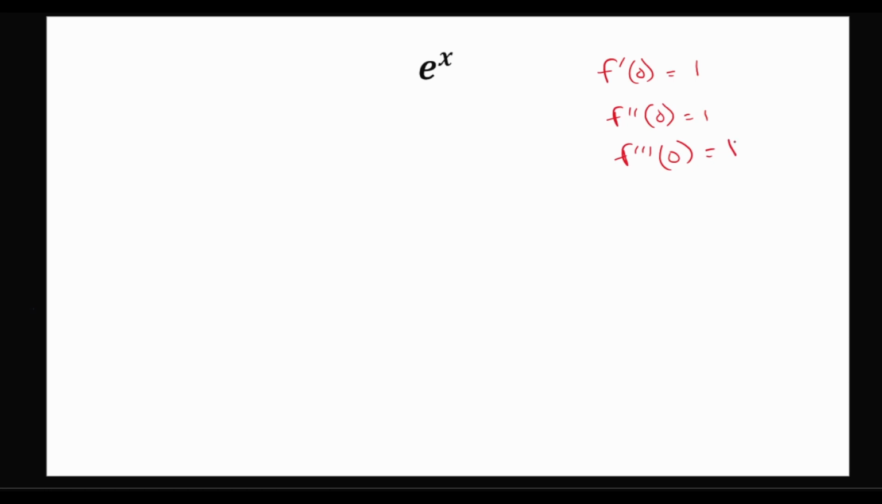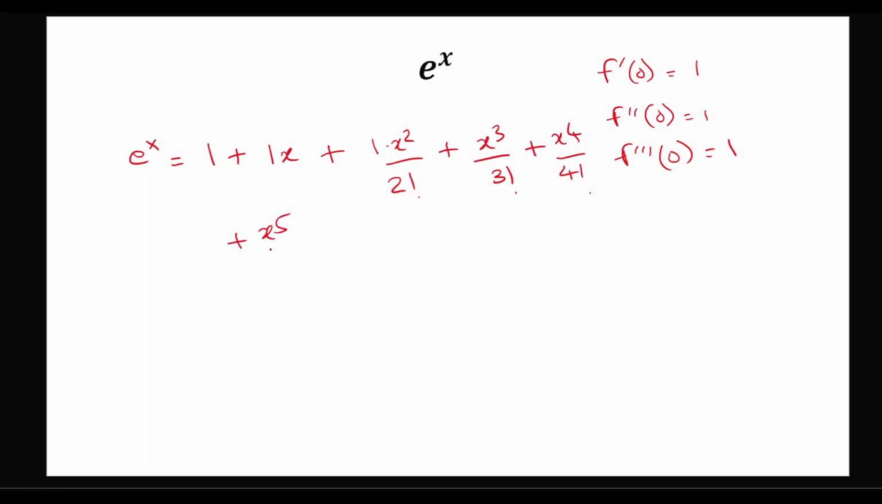So all of the derivatives can be written like this, and the Maclaurin series representation would be f of 0 plus f dash of 0 times x plus f double dash of 0 times x square over 2 factorial, which would go like this: x^4 over 4 factorial plus x^5 over 5 factorial plus so on.